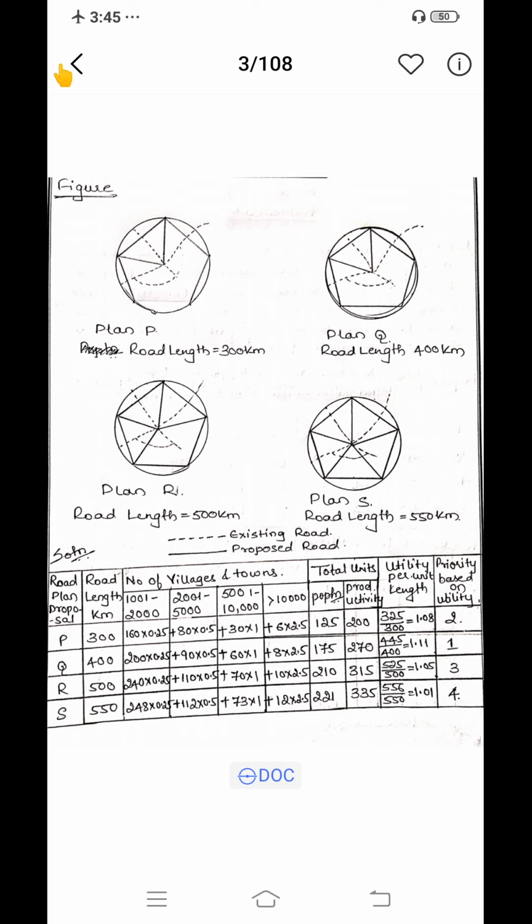Okay, it's clear. This is your numerical problem on utility per unit length. I think you are all clear with this problem. If you have any doubts regarding this problem, feel free to ask me. There are many types of vehicle problems, and we'll solve them one by one.